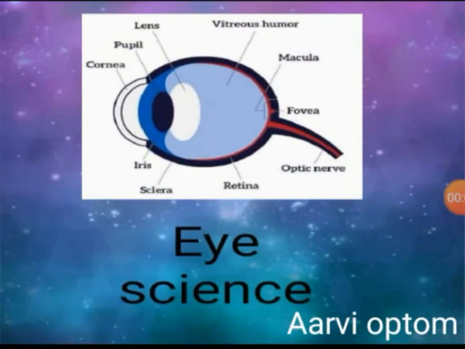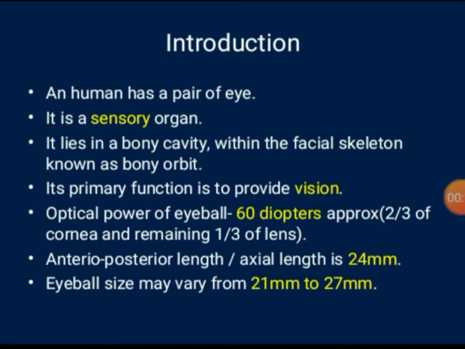So in today's video we are going to talk about the eyeball in brief. So in the introduction, the eyeball is present in pairs. It means two eyes are present, each in a socket called the orbit or bony orbit. It is a sensory organ. Its function is to provide vision.